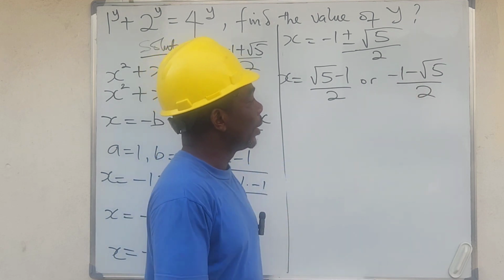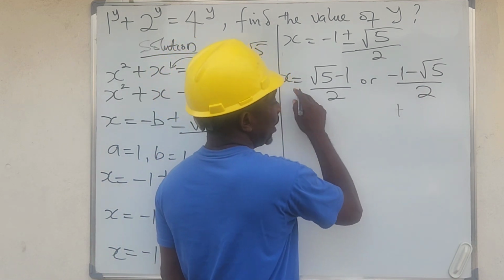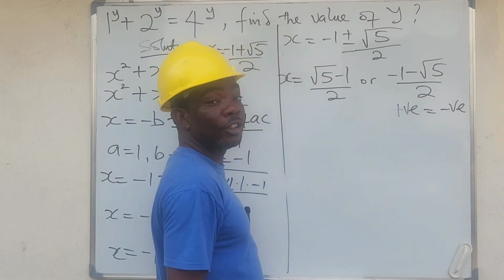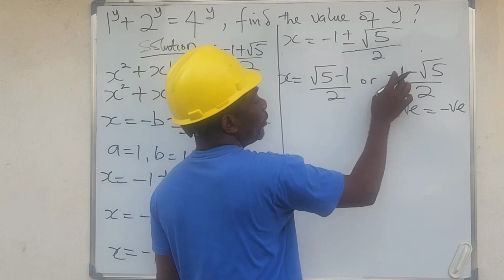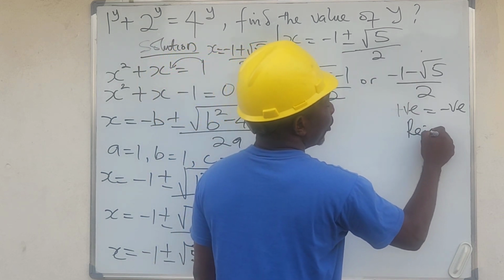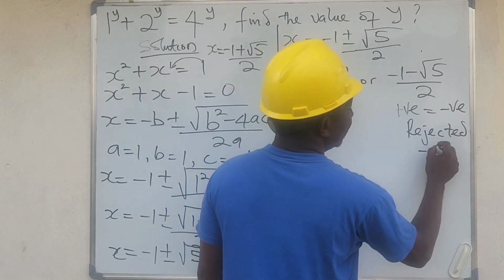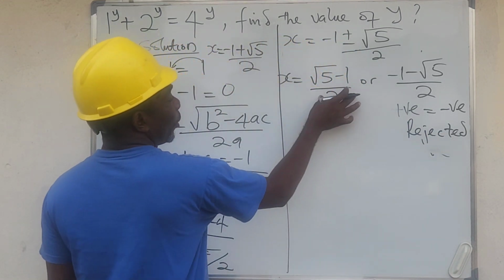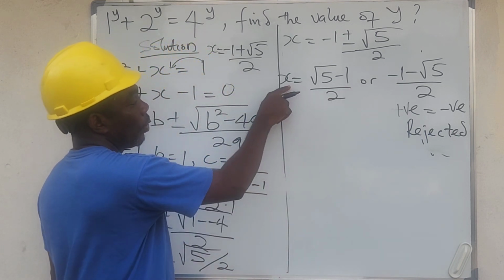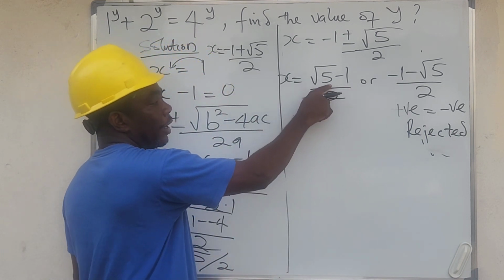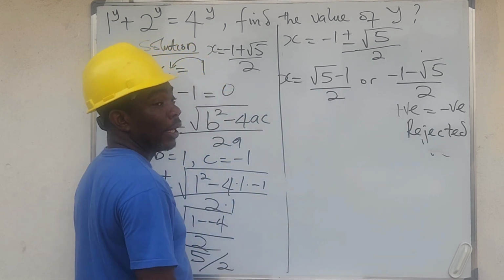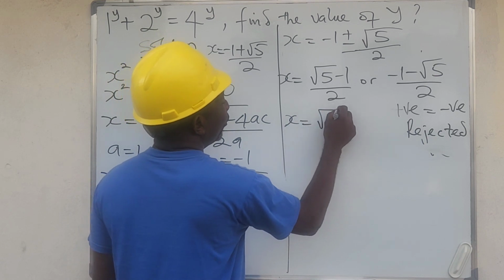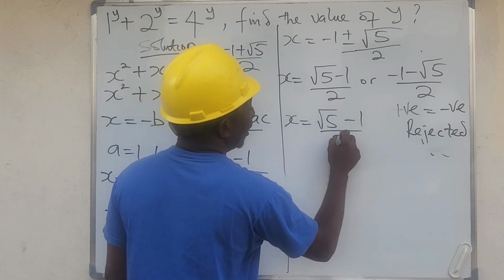So on this side, we have x, which is positive, equals to the answer here, which is negative. And it is not acceptable. So the whole of this one is rejected because the answer is negative. That's why it is rejected. So we are going to take the other side where we have x equals root 5 minus 1 all over 2. So in that case, we have x equals root 5 minus 1 all over 2.